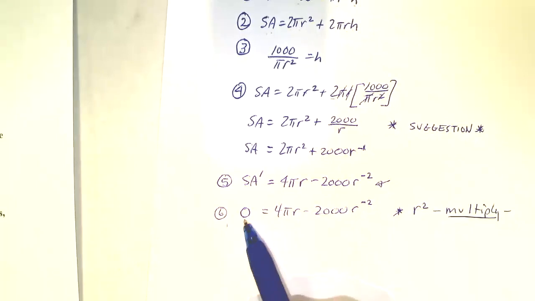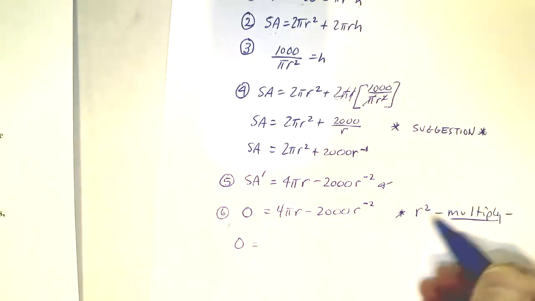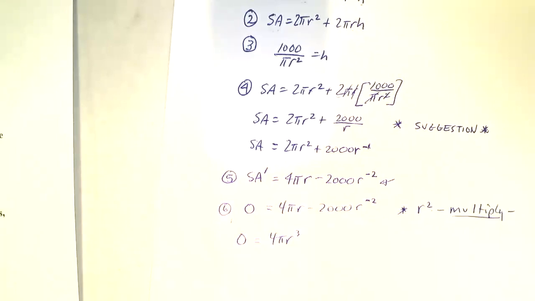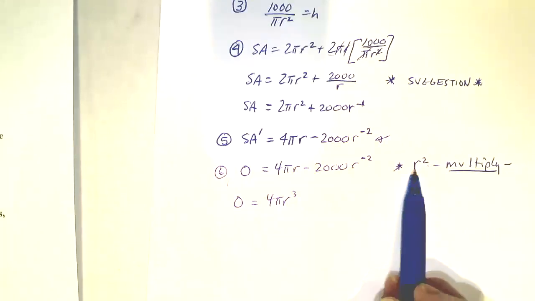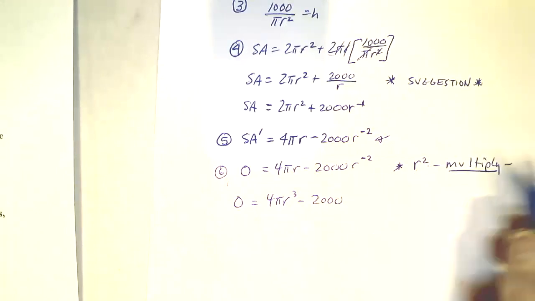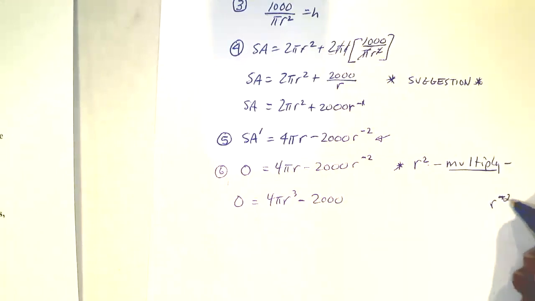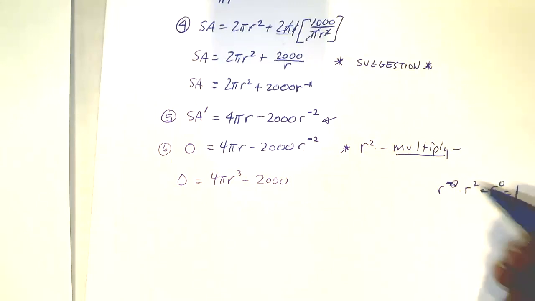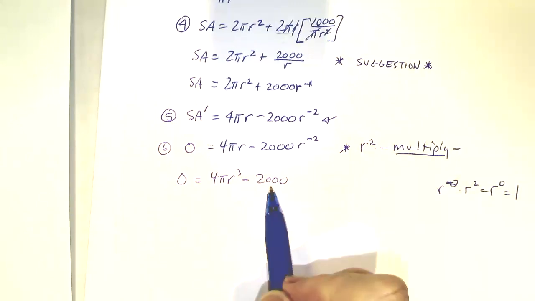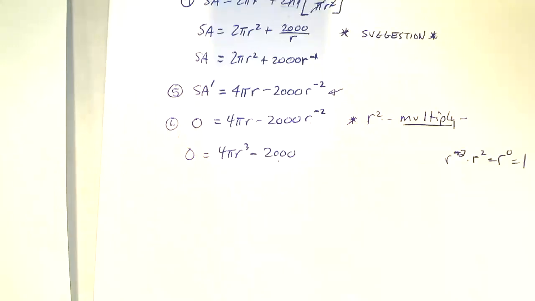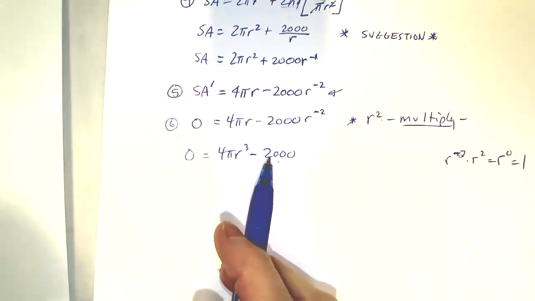So when you multiply by 0, you get 0. When you multiply by the first term, it becomes 4 pi r cubed. And when you multiply it by this second term, r to the minus 2 times r to the positive 2 is r to the 0, which is 1, and 2,000 times 1 is 2,000. Basically, this nasty piece disappears. And then you proceed to solve this.